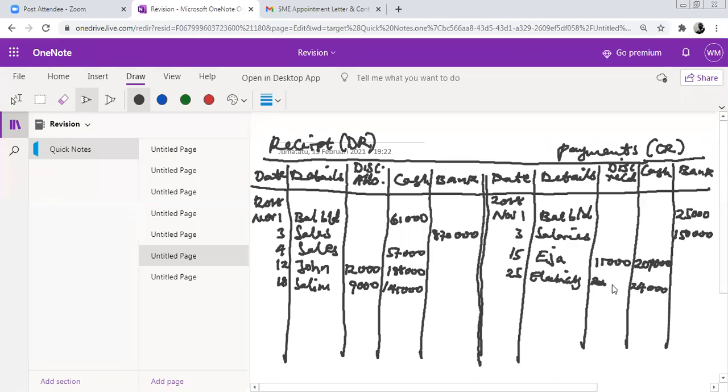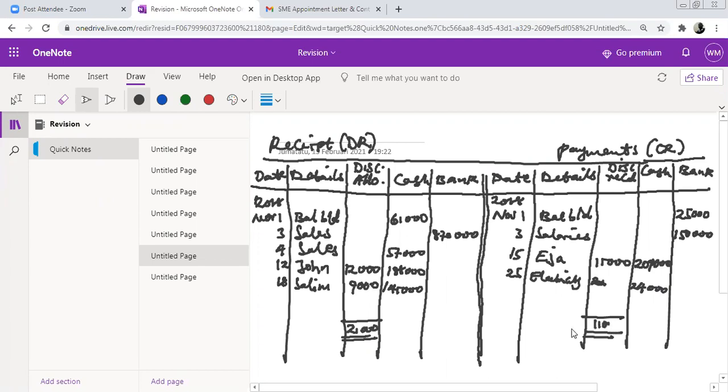Then from there, you go and balance them. You need to note this. With the discounts, we don't balance them; they are not similar. You just add this one and say this one is 21,000, the total discount that was allowed. The total discount that was received is 11,000.